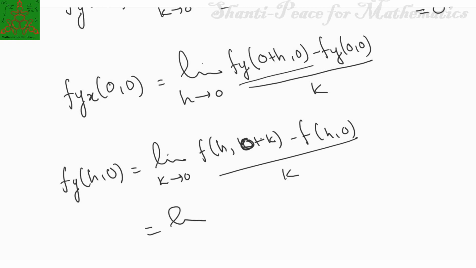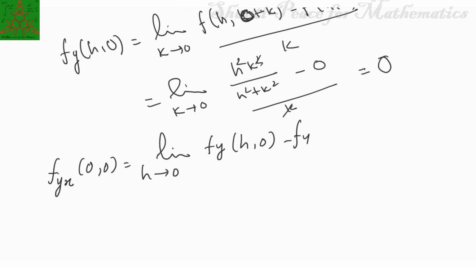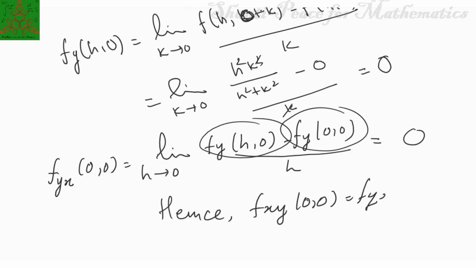So by definition, this is the limit as k tends to 0 of [h square k square upon h square plus k square, minus 0] upon k, and one k is cancelled out, and as k tends to 0, this will give you 0. Finally, what we have is fyx at (0,0) is the limit as h tends to 0 of [fy(h, 0) minus fy(0,0)] upon h. We have calculated this is 0, this is also 0, so finally we will have 0. So hence we can say that fxy at (0,0) is the same as fyx at (0,0).